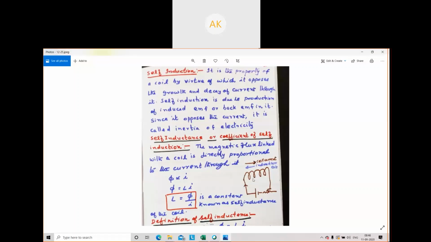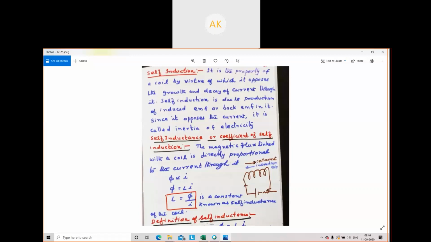How can it oppose decay of current? Decay of current means current is decreasing, so it will send the current in the direction of cell current. But during growth of current, it will be in the opposite direction of cell current. I'll explain once more. During the growth of current, current flow is towards right, then the induced current will be towards left. But during the break of the circuit, during the decay of current, the induced current will support the cell current, flowing in the same direction.